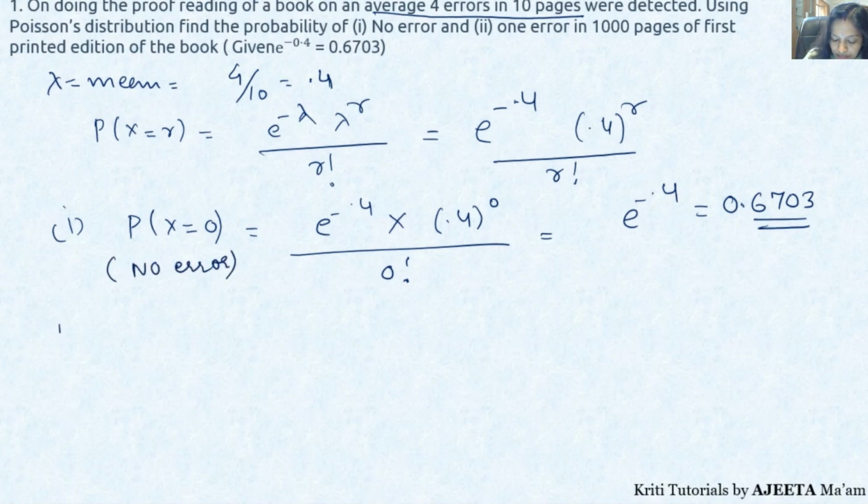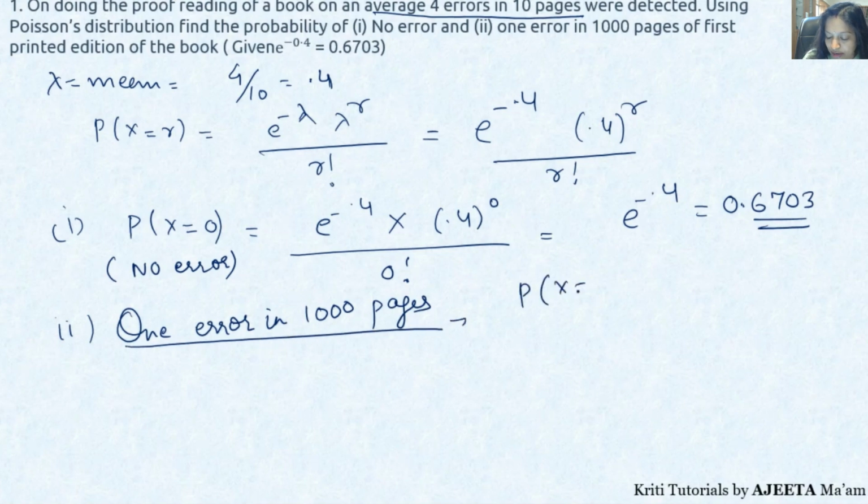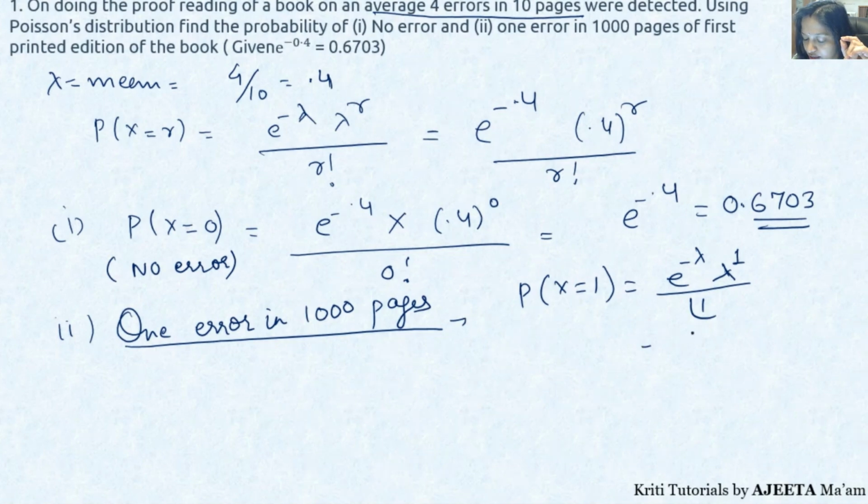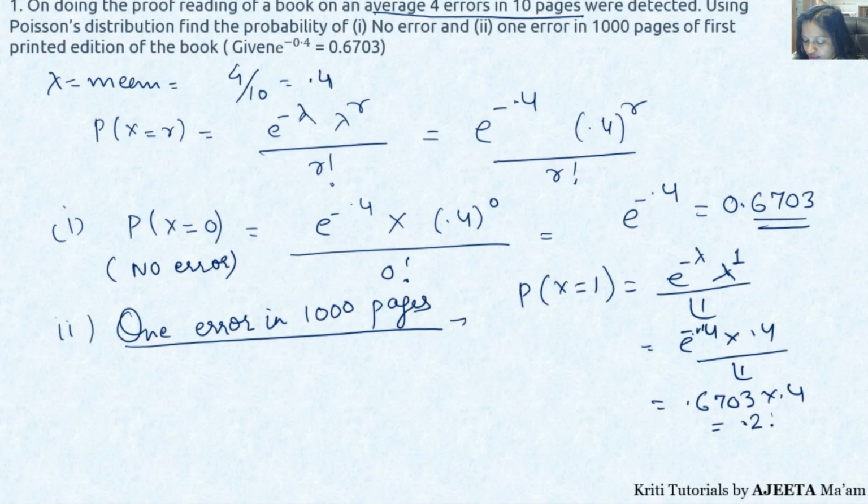Now the next case, 1 error in 1000 pages. So x is equal to 1 के लिए पहले आप solve कर लीजिए. So this becomes e raised to minus lambda, lambda raised to 1 upon factorial 1. जहाँ भी आपका r है वहाँ पे 1 पुट कर दीजिए. Now 0.4 into 0.4 upon factorial 1. So this is what you get. So 0.6703 into 0.4, which will be around 0.26812.